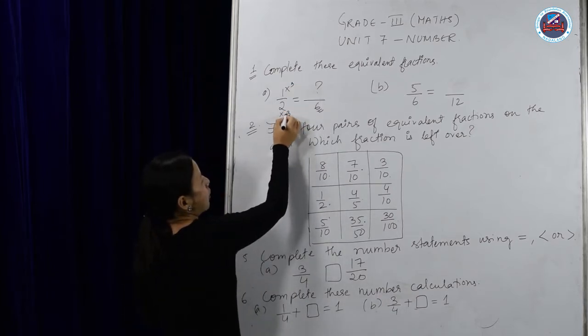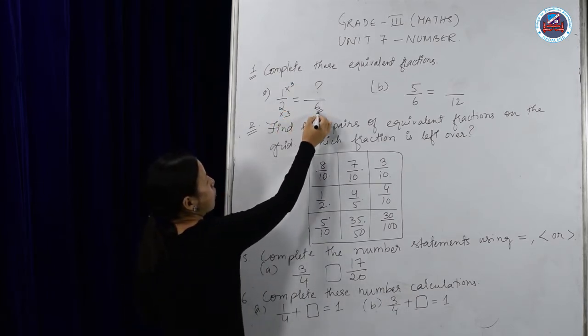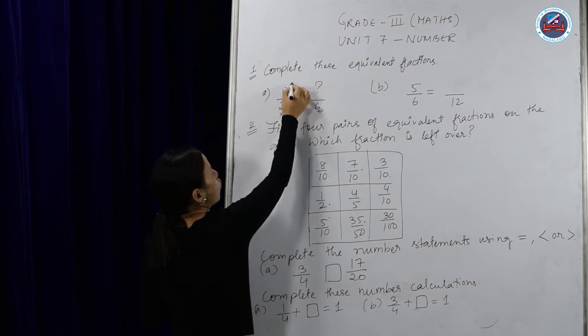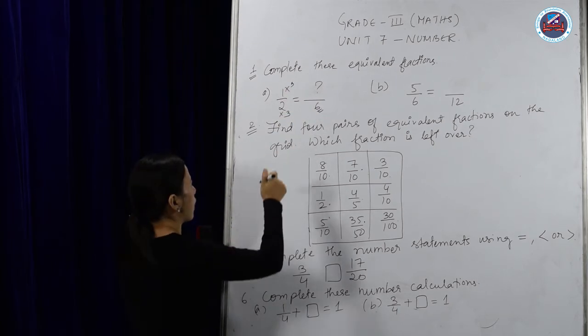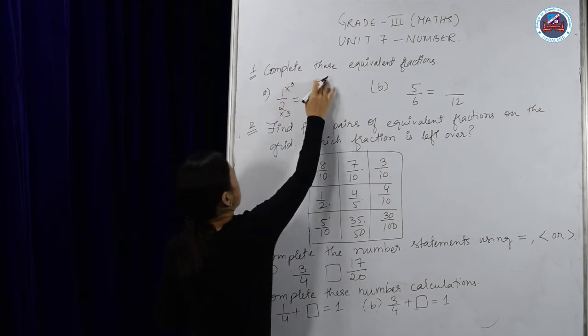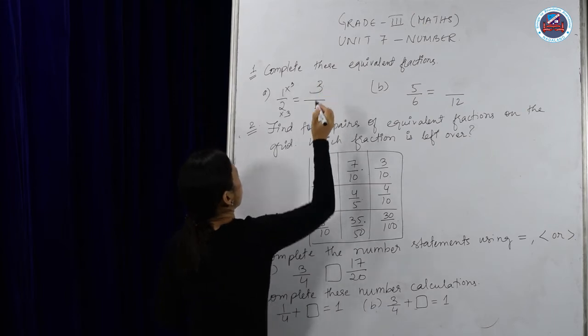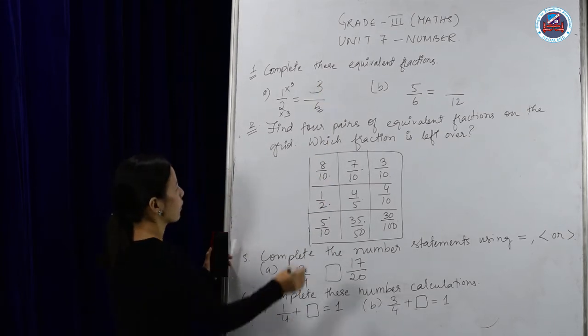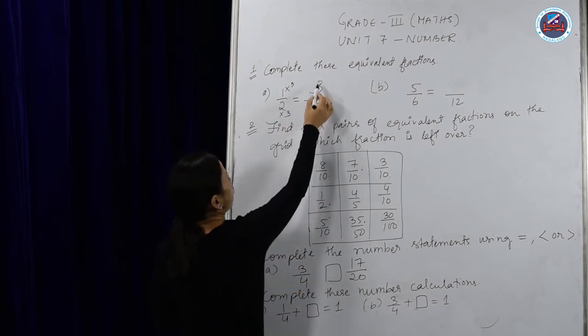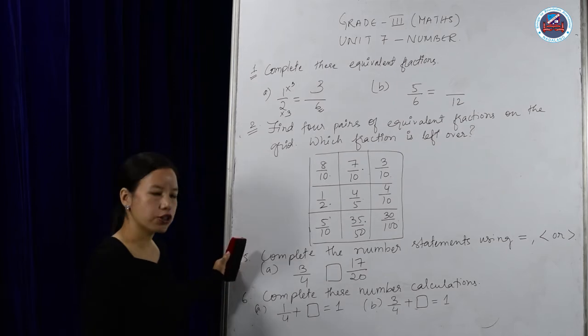That is, 2 multiplied by 3, we got 6, right? Same here, we're going to do for the top number also. That is 1 times 3 is 3. So your answer is 3. That is, 1 by 2 and 3 by 6 are equivalent fractions.